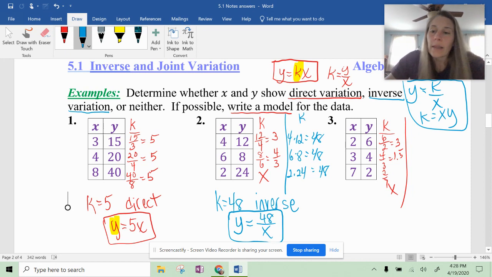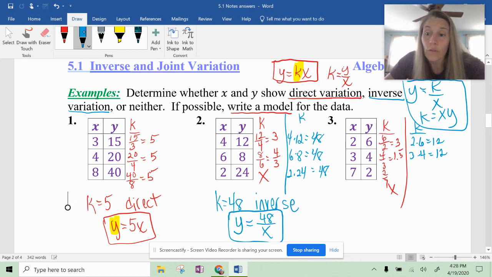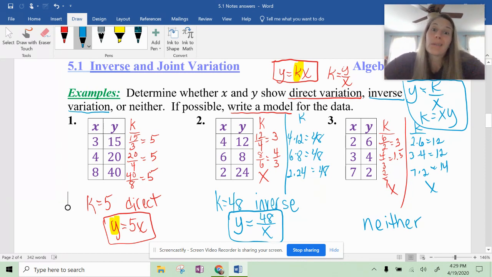So then let's try the inverse variation. This time we're going to multiply the x and the y together. So 2 times 6 equals 12. 3 times 4 equals 12. Looks good so far, but then 7 times 2 is 14, so it's not inverse variation either. So this would be neither direct nor inverse variation. When that happens, you don't have to write a model for it because there is no model.